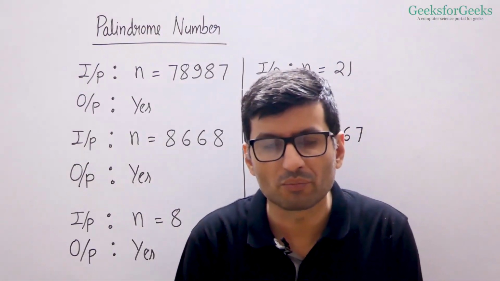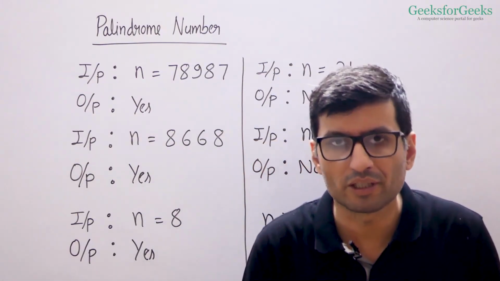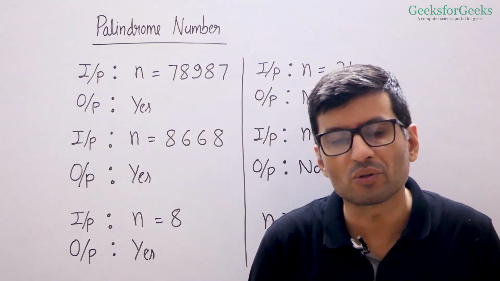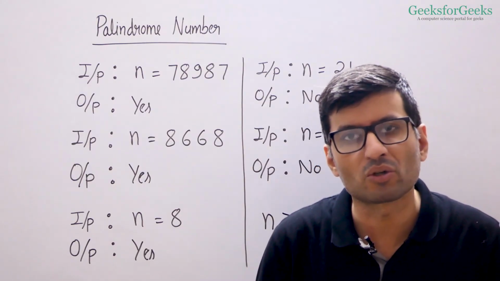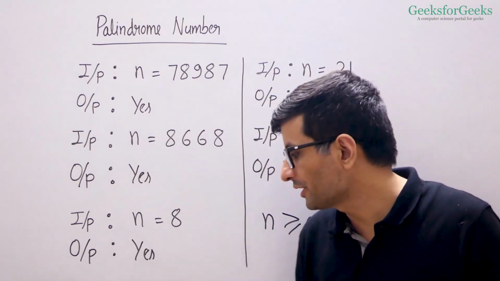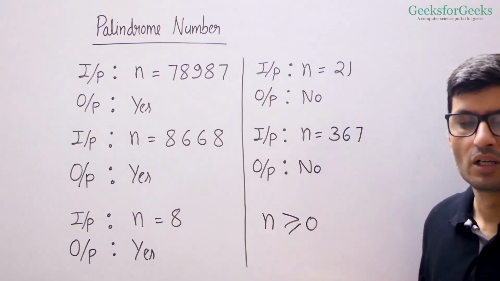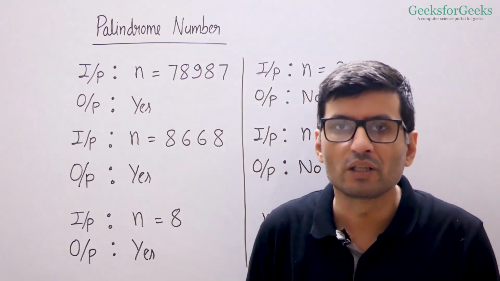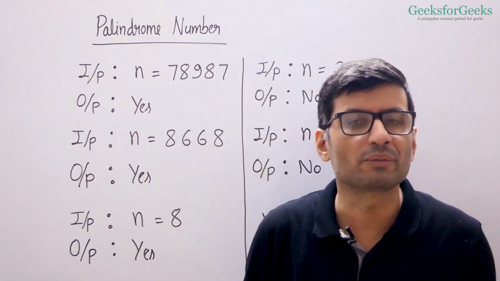Let us talk about this problem. We are given a number n. Our task is to find out whether the given number is a palindrome number or not. The given number is greater than or equal to 0. A number is called palindrome if its reverse is same as the number.